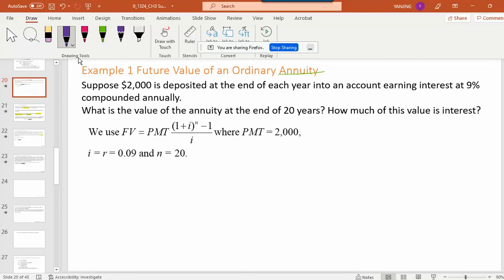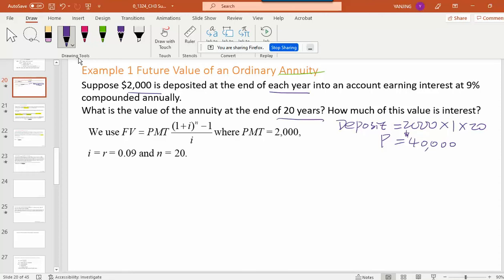So if we deposit $2,000 each year for 20 years, how much do I deposit in total? I can calculate the total amount of deposit. I have $2,000 deposited each year, one time a year, for 20 years. So I deposit in total $40,000. That's $2,000 a year for 20 years. So that's my principal, my total principal is this much.